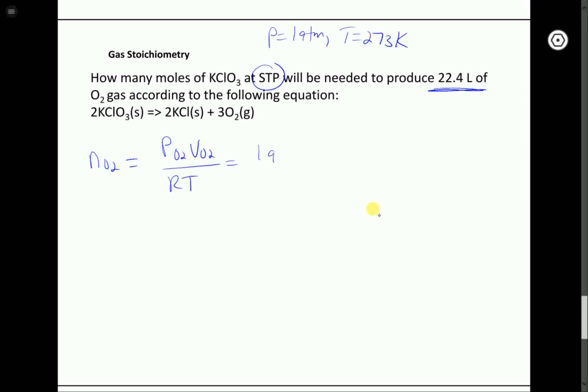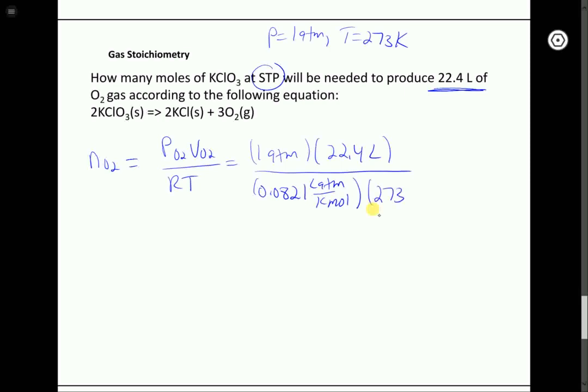So we have 1 atmosphere of O2. Our volume is 22.4 liters. And then our R is 0.0821 liter atmospheres per K mole, and then the temperature at STP is 273 Kelvin. Now you'll notice something interesting. When we multiply this across, we get exactly 1 mole of O2.